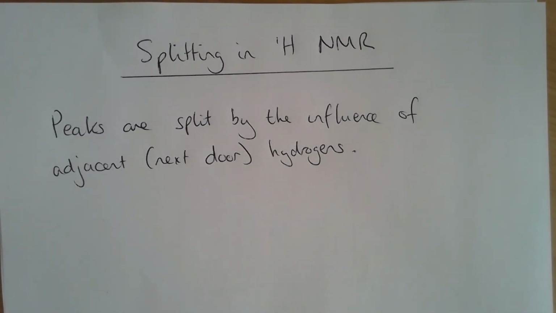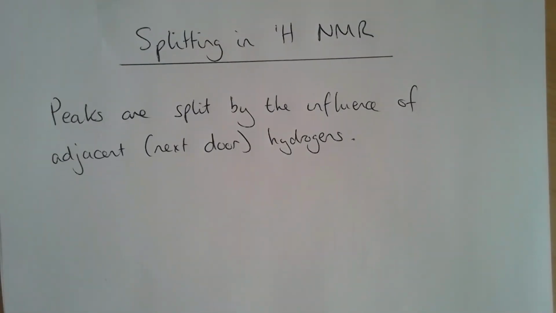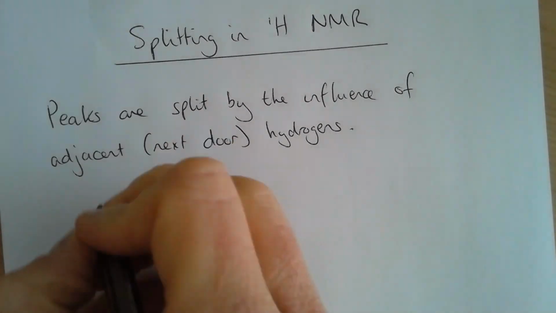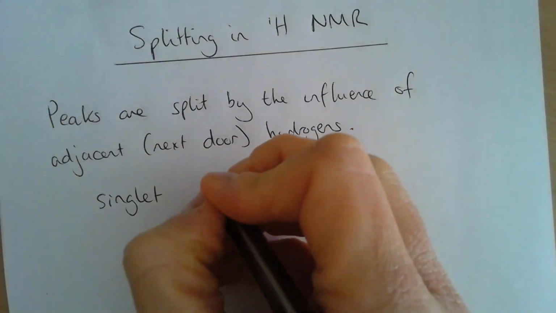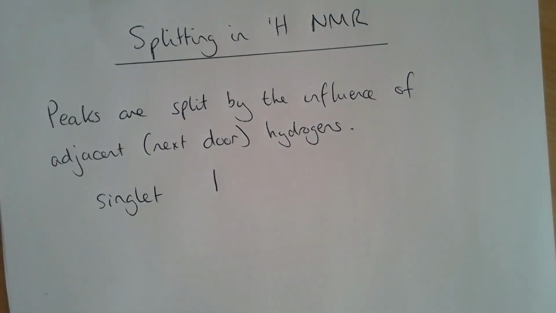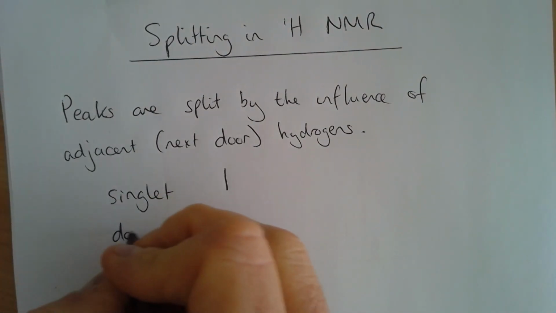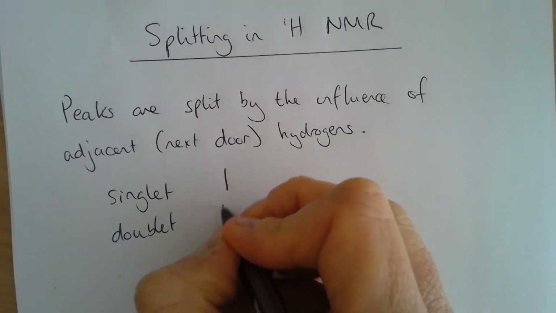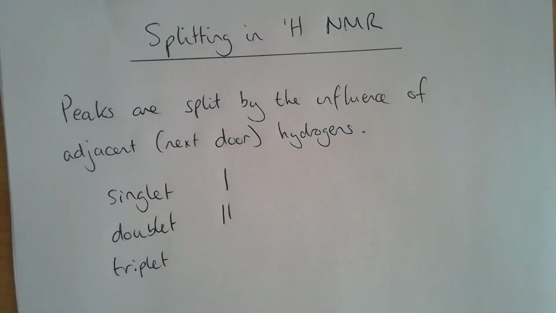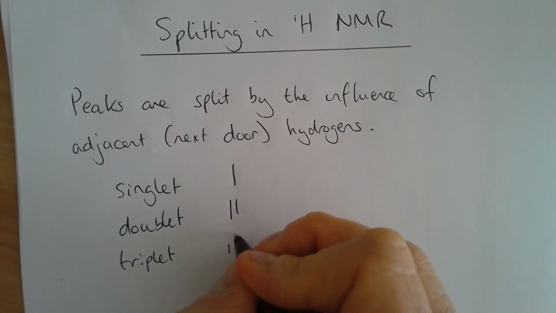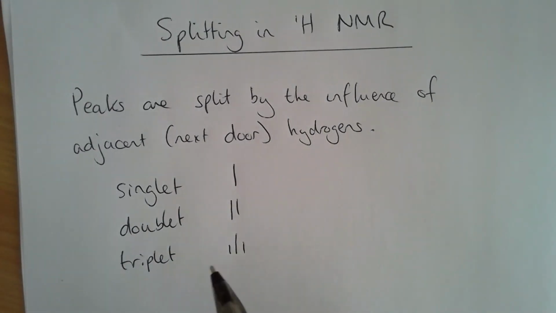We need to be aware of some of the key terms here before we look at that. We call a peak that hasn't been split, so just a single peak, a single line, a singlet. If that peak has been split into two lines, we call it a doublet. If it has been split into three lines, we call it a triplet, and the peaks will be in the relative heights of 1 to 2 to 1 here.